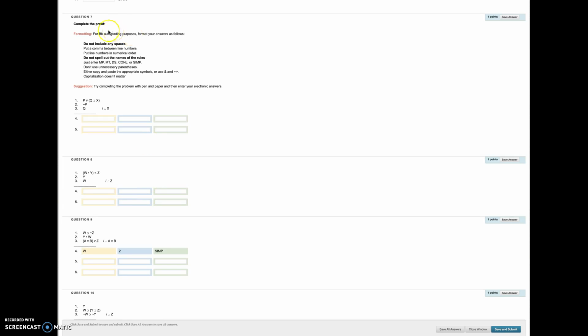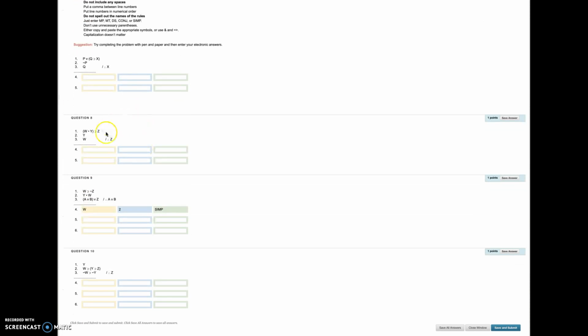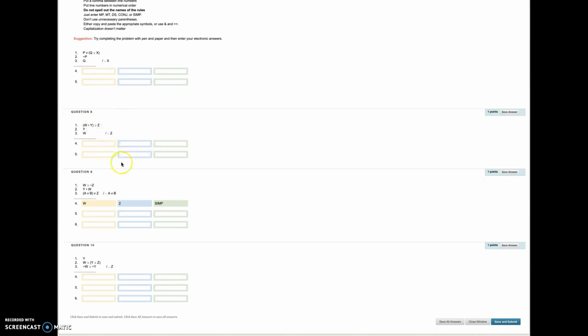Question 7, remember to follow the formatting rules, especially not including any spaces, so that AutoGrade gets it right. Okay, so we've got a proof here. I'm going to leave this easy one for you to do. This one's maybe a smidge harder, so let's do 8 together.